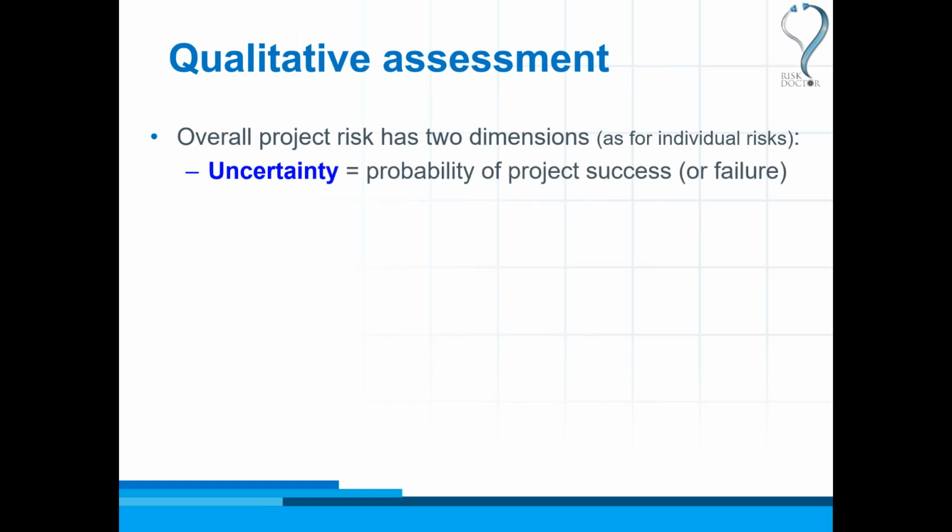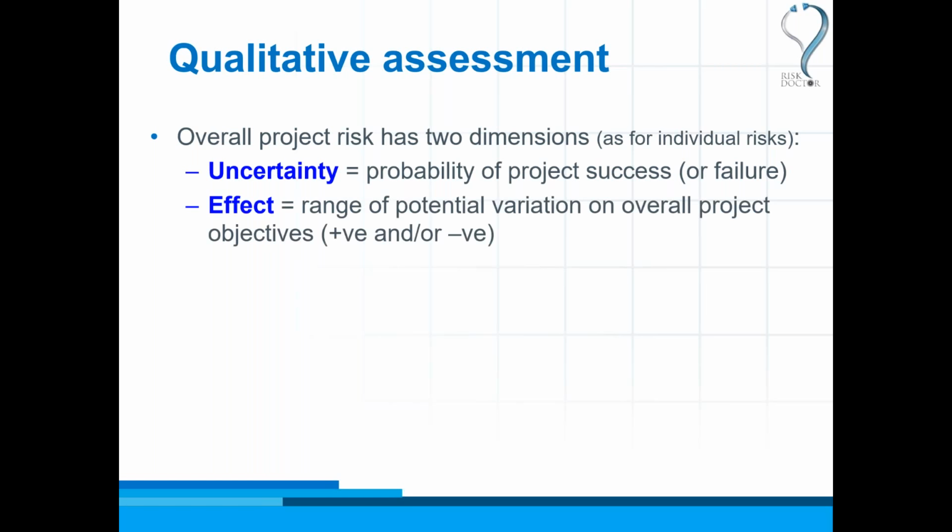So the first dimension is the uncertainty dimension. It's the probability of the overall project succeeding or failing. So like an individual risk has a probability of occurring, overall project risk has a probability of the project succeeding, which would be a percentage. The second dimension is the effect of uncertainty on the whole project, which is quantified as the range of potential variation in the project objectives. So if we have a budget objective of $100 million, could that be varying between 95 and 105? Or could it be varying between 80 and 200? That's the range of potential variation on our overall project budget.